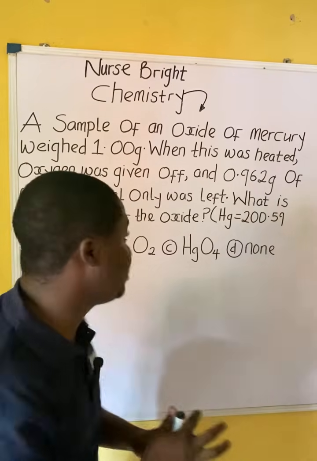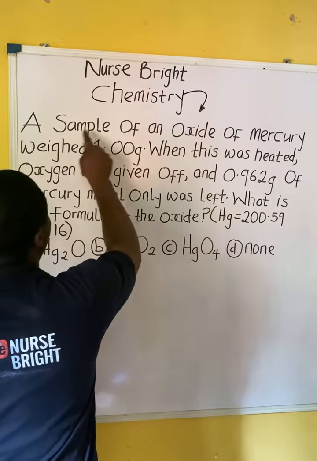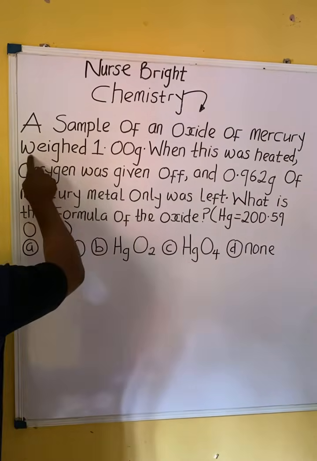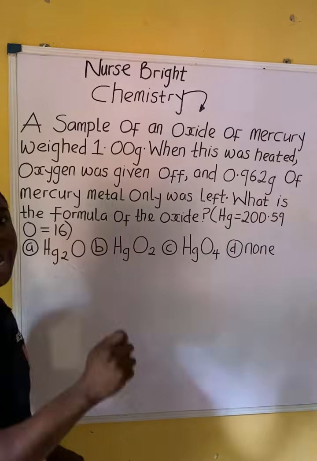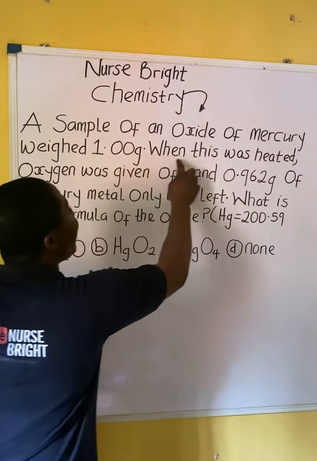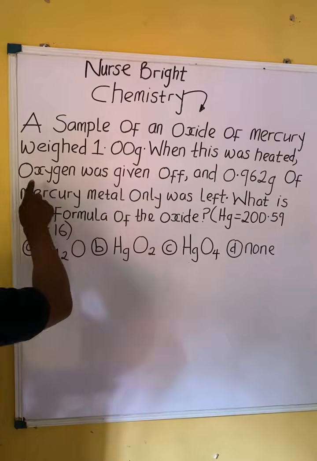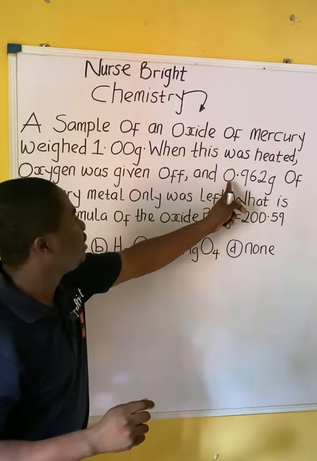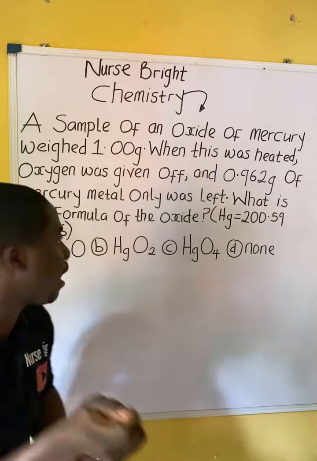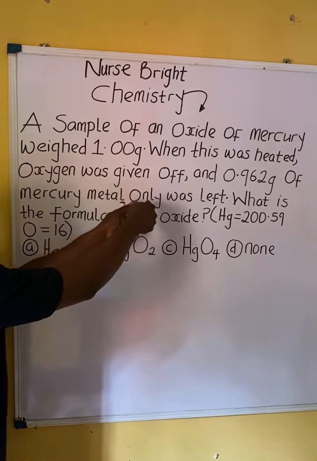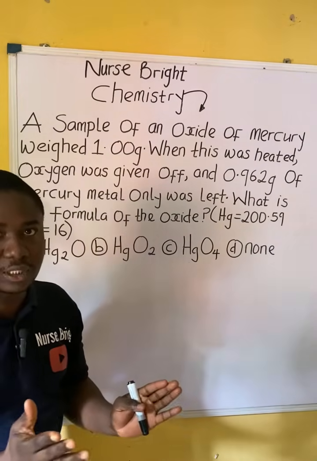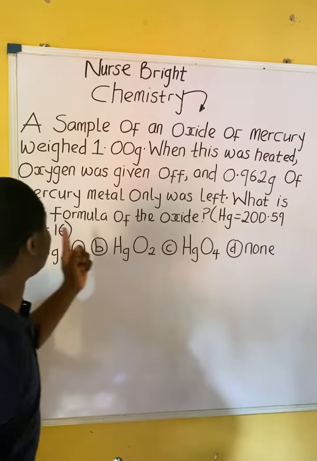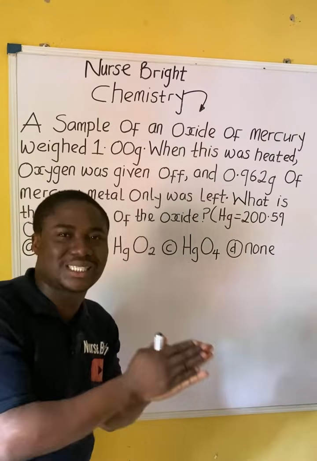The question says, a sample of an oxide of mercury weighed 1.00 grams. When this was heated, oxygen was given off and 0.962 grams of mercury metal only was left. Now, what is the question? The question now says, what is the formula of the oxide?